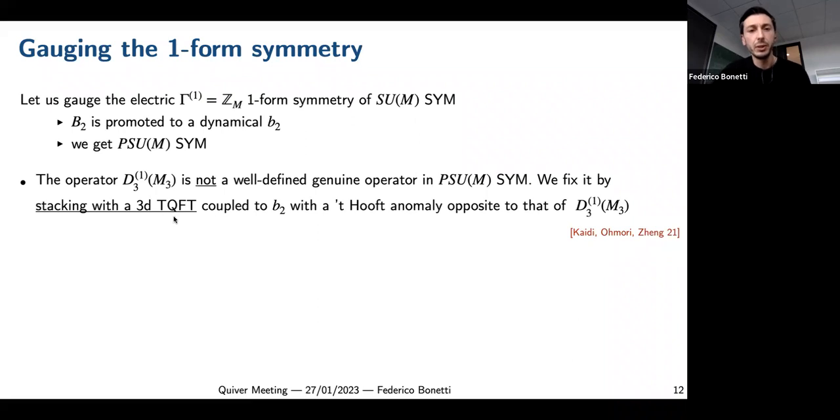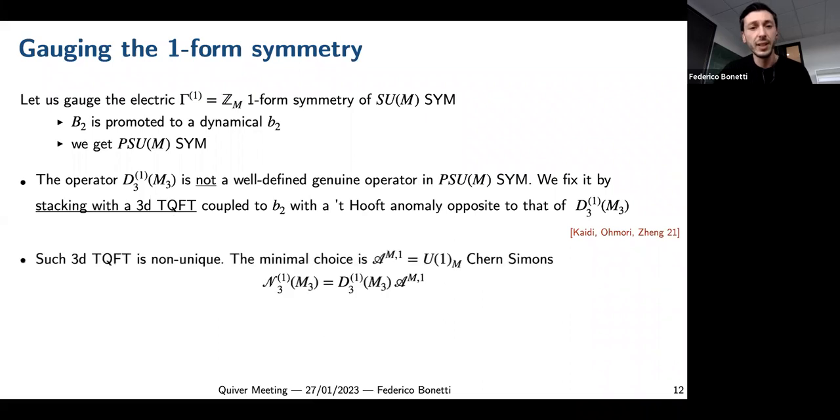Which TQFT should we choose? It's not obvious, and indeed the choice is not unique. Nonetheless, in this instance, there is a well-defined notion of a minimal choice, and that is a 3D TQFT, which is U1 Chern-Simons at level M. And therefore, the new object we should consider is not quite D as is, but dressed with the minimal theory. And this combination is now completely well defined in the PSU theory, and however, becomes the generator of a non-invertible symmetry.